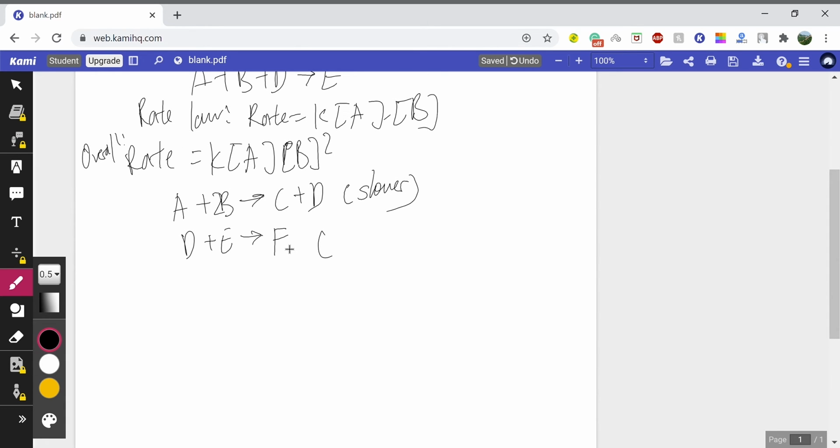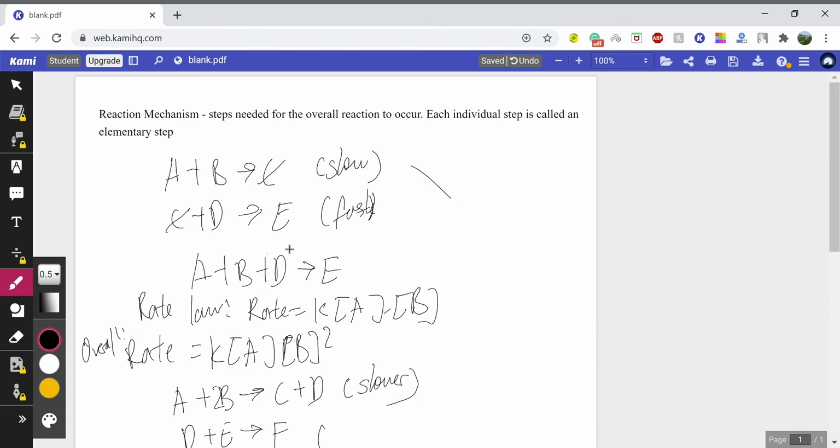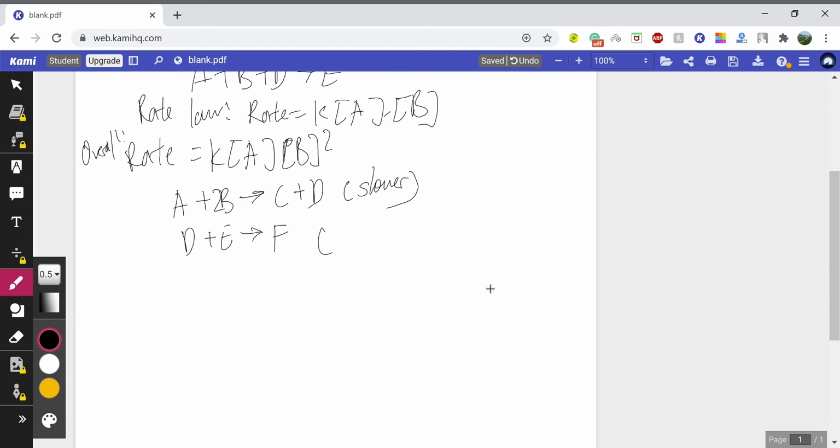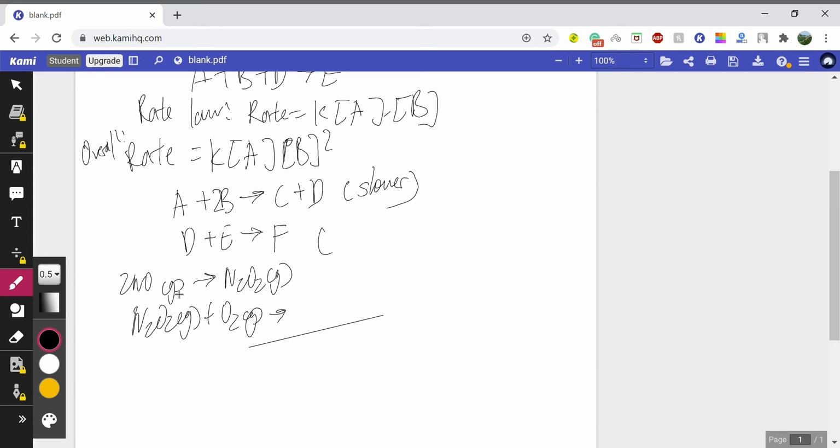Now, what if the slow step is not the first step? Like for the past two examples, we've been saying that the slow step is the first step. Now, what if it's not? So let's look at a real example over here. We have 2NO makes N2O2 gas, and N2O2 gas plus O2 gas makes 2NO2. Now we're given that this is a fast step and this is a slow step. And because it is a slow step, we can say rate is equal to the slow step, right? K times N2O2 times O2.